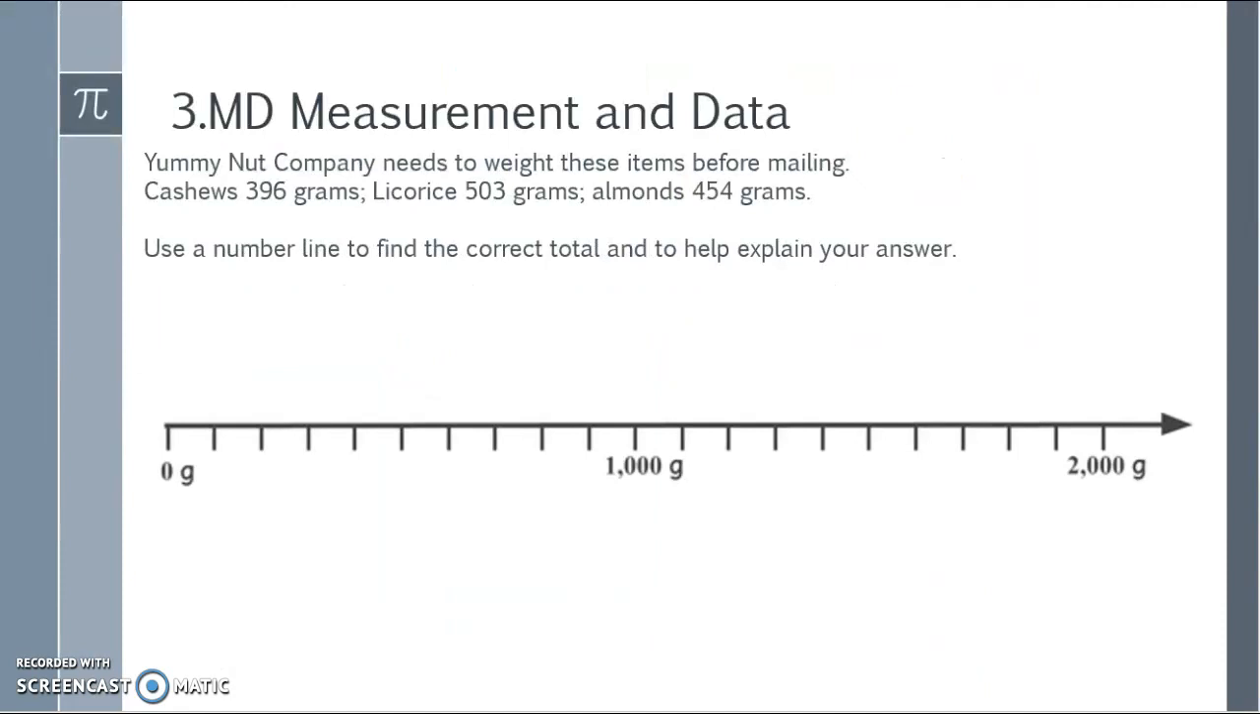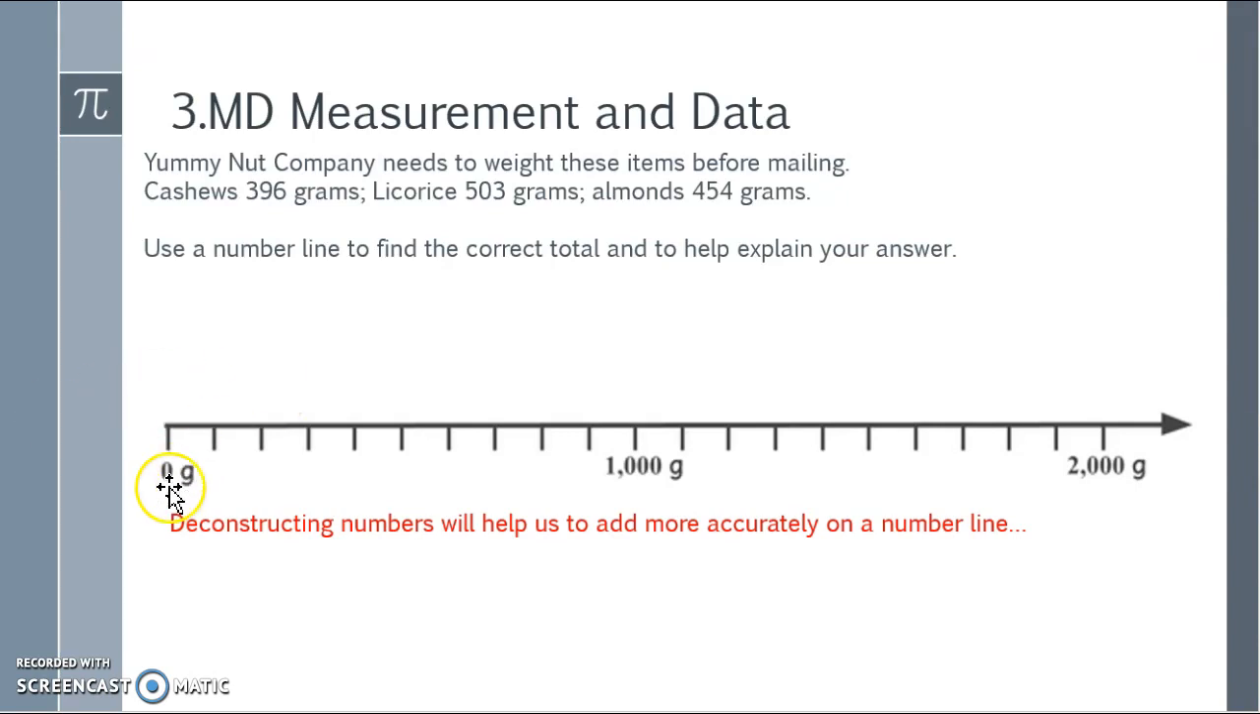So I have the same question here, except this time let's use a number line to find the correct total and to help explain our answer. Deconstructing numbers will help us to add more accurately and more quickly on a number line. I can see that they're going by groups of 100, so 0 grams, 100, 200, 300, 400, 500, 600, 700, 800, 900, and 1,000.